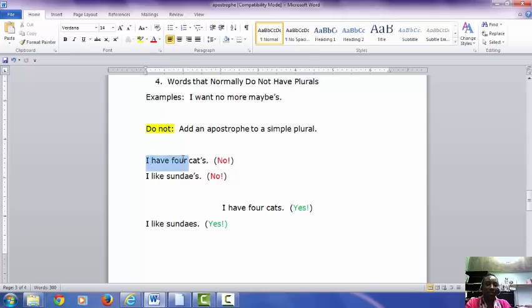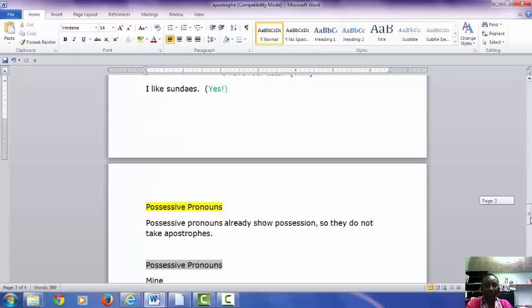So let's look at this. I have 4 cat's. That's a no, because 4 cats should just be C-A-T-S, no apostrophe. Or I like Sunday's should be just I like Sundays, no apostrophe s to make a word plural. To make a word plural, you're just adding s or es.